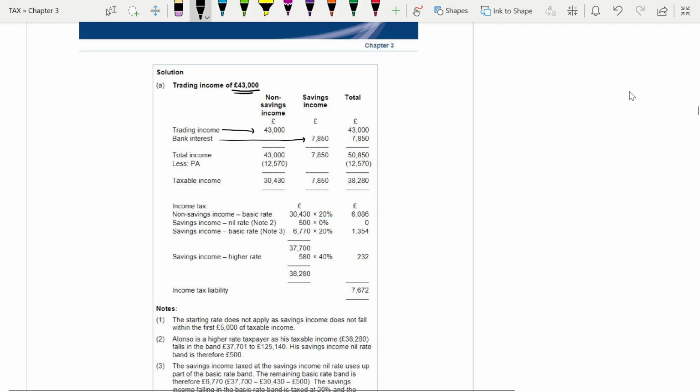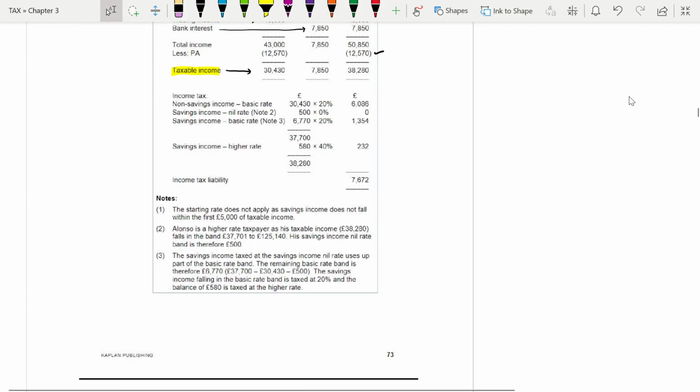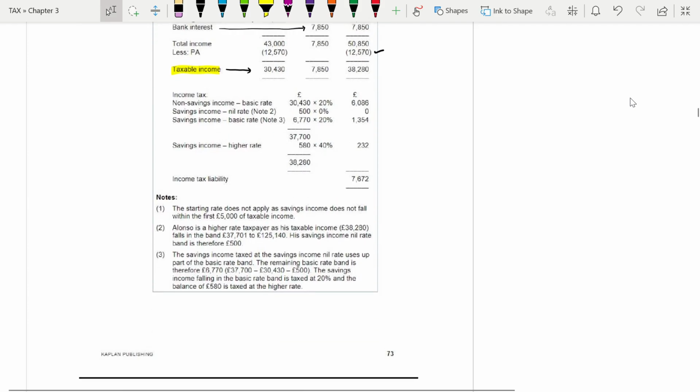First and foremost, you have to deduct the personal allowance, which is within range. The personal allowance is 12,750. Then you have the taxable income, and we have to write it very clearly. Taxable income in non-savings is 30,000 and in savings is 850. This is the simplest one.